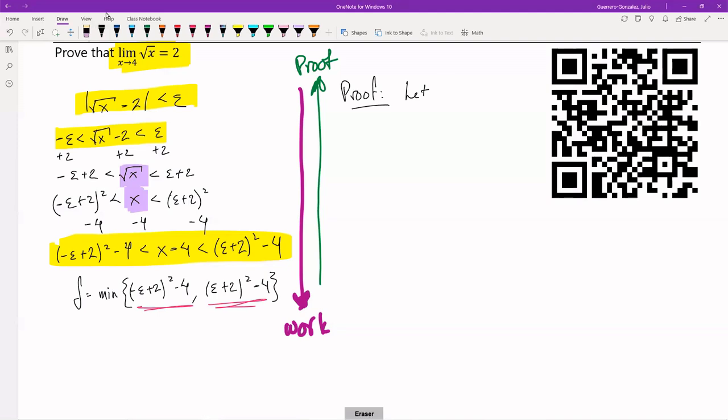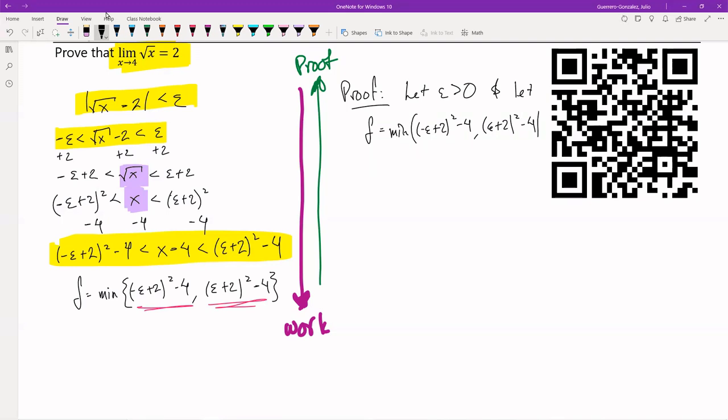Let epsilon be bigger than 0, and let our delta be equal to the minimum of those two values: minus epsilon plus 2 squared minus 4, and epsilon plus 2 squared minus 4. Okay?